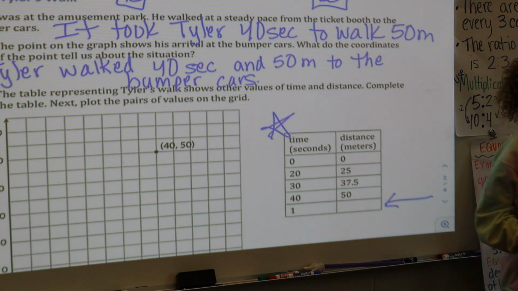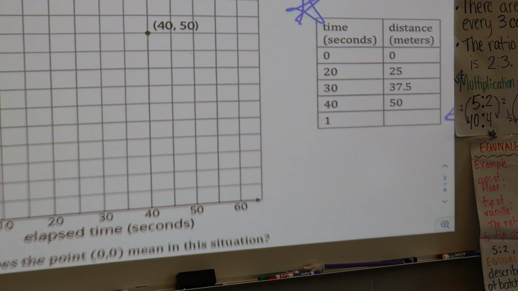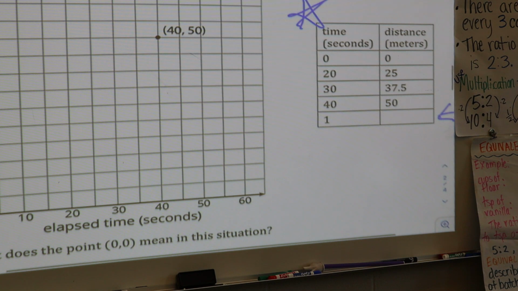1, 2, 3. Okay, number 2 says plot the pairs of values on the grid. Could somebody come up here and show us where each of those go, and I'll be the scribe and put that down? Sophie.